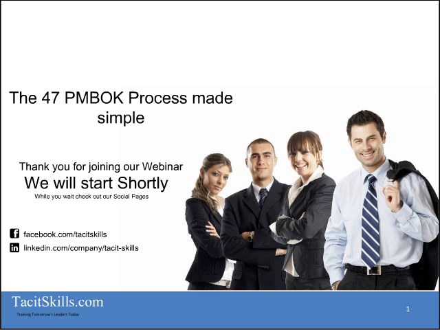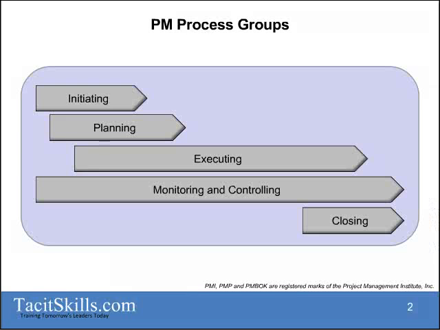Okay, let's have a look and see what these 47 processes are all about. Now, if we look at these different processes, the 47 of them, they are grouped together in 5 different process groups: the initiating, the planning, the executing, monitoring and controlling, and the closing. And if you look at the way that the PMBOK guide explains it, it does sometimes give us the indication that these processes are running one after another.